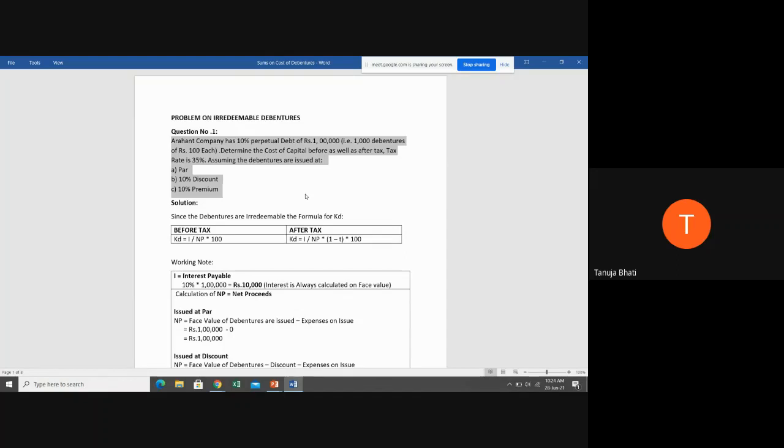Yes, students? No, ma'am. Okay. So what is going to be NP in case of par? First one, A. In case of A, what is going to be the NP, students? You are issuing 1000 debentures of rupees 100 each. If the company is issuing that, what is the company going to get in return?